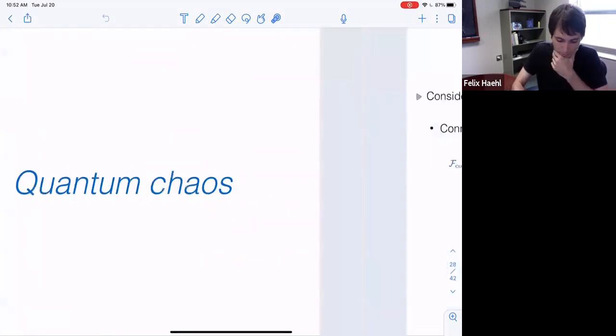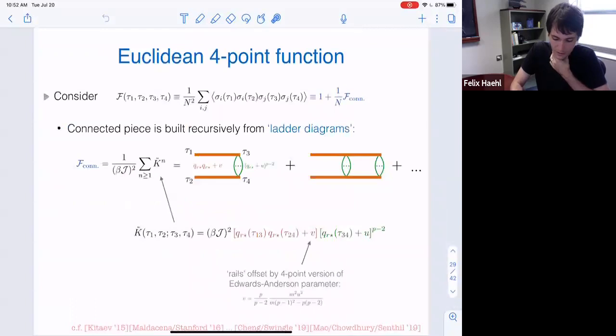Okay, so let me briefly tell you how to do that. As we said in the beginning, the Lyapunov exponent comes from the exponential growth of the out-of-time-order 4-point function.